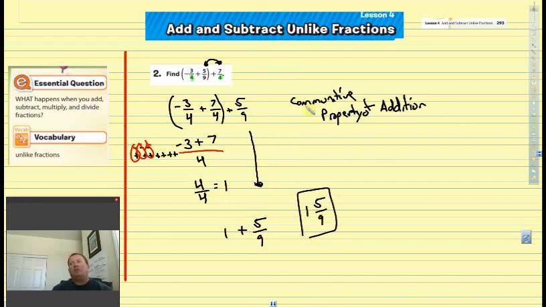So just by using the commutative property of addition, just by moving those, I was able to accomplish a lot. I didn't even have to deal with the numerators, because once I got to here, I got 1, and then 1 plus 5/9 is 1 and 5/9. In fact, I got rid of all of my negatives by doing some simple addition.